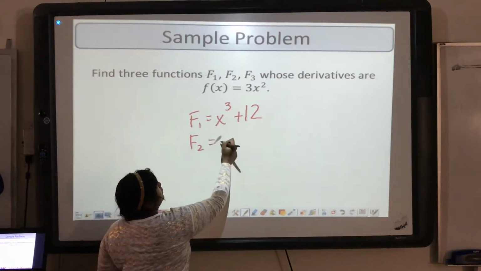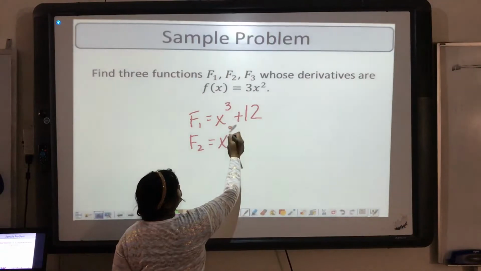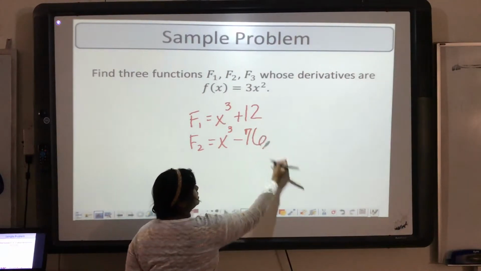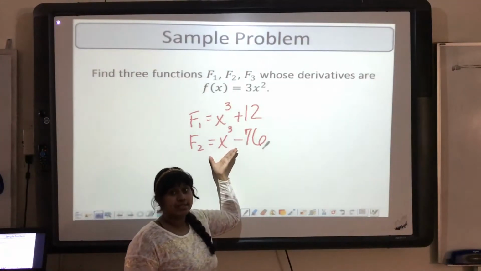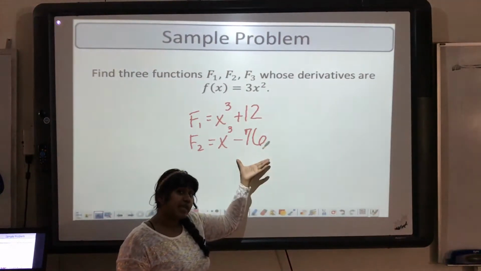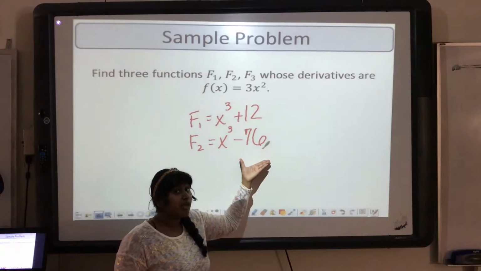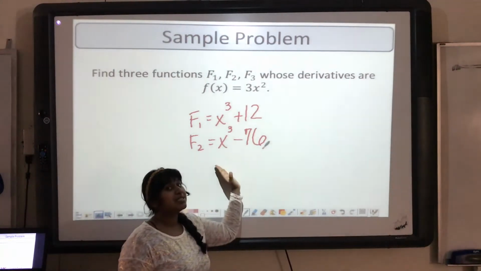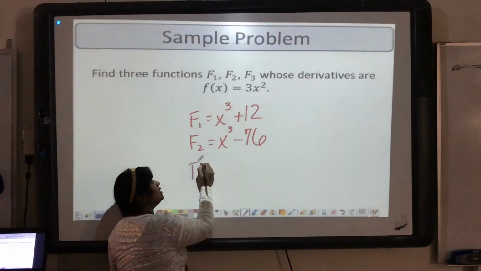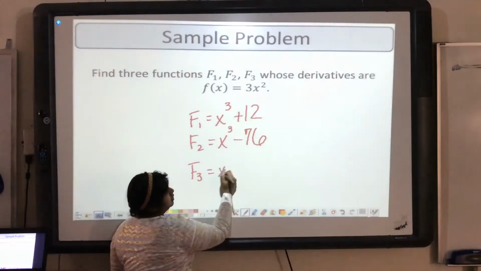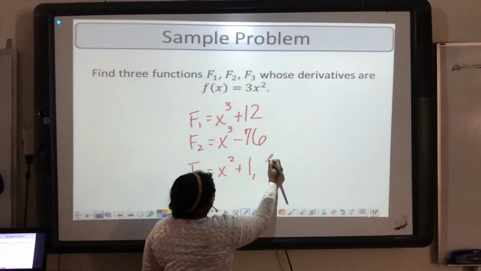Let me write down an f2. x cubed, let's say minus 76. Is this still a true statement? The derivative of x cubed is still 3x squared. The derivative of negative 76 is the derivative of a constant, which is just 0. So this is still a true statement. Do we see a pattern developing? No matter what I put down, I could put down plus 1.